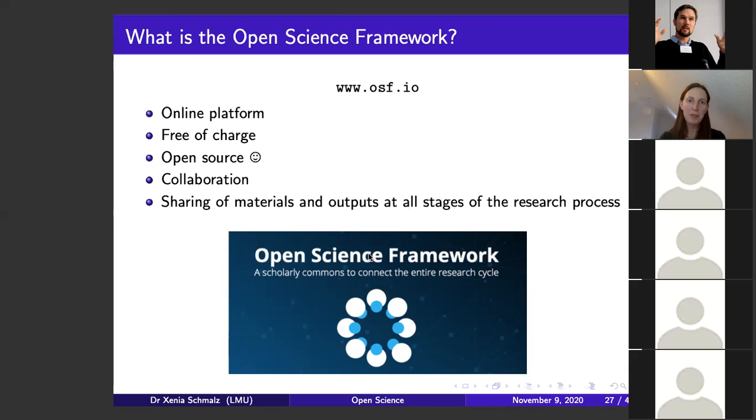And the Center of Open Science runs the Open Science Framework. So maybe a quick show of hands, who has heard of the Open Science Framework before, who uses it? So again, in the participants list, I think you should, or actually probably somewhere in your Zoom window, you should be able to raise your hand.